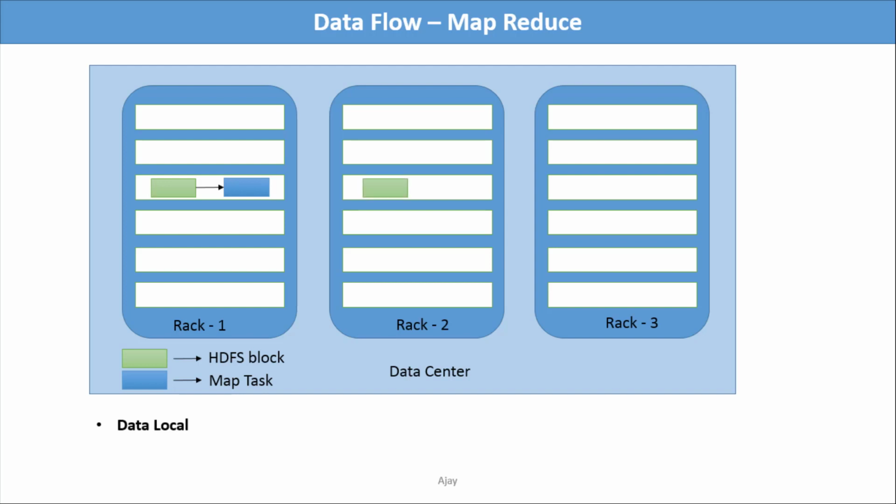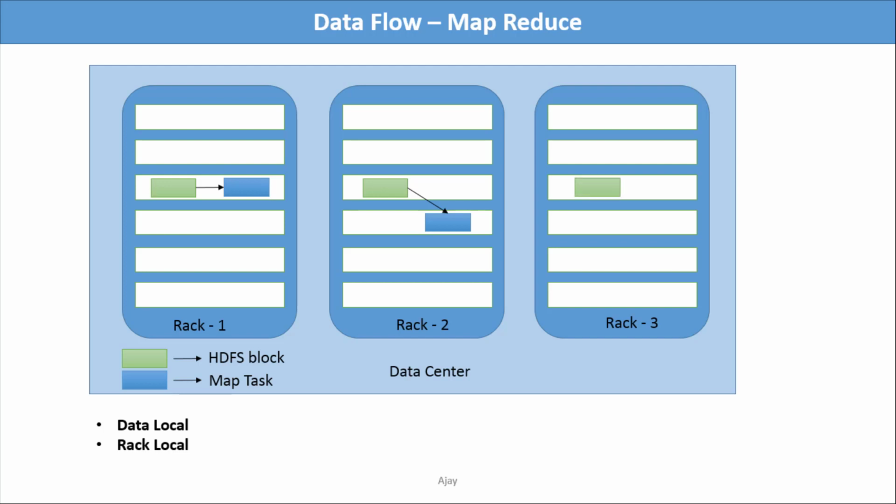But there are situations when all the resources required to execute the mapper in that particular node would already be in use. In such cases, the mapper gets executed in a different node within the same rack. In this case, the data is transferred to the node where the mapper gets executed. This is comparatively slow since there is movement of data within the nodes. This is called rack local execution.